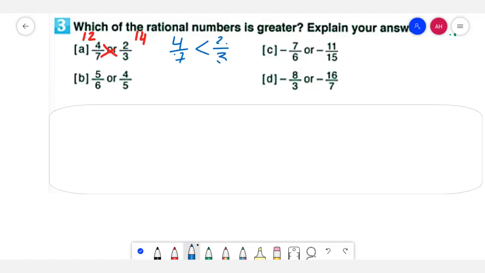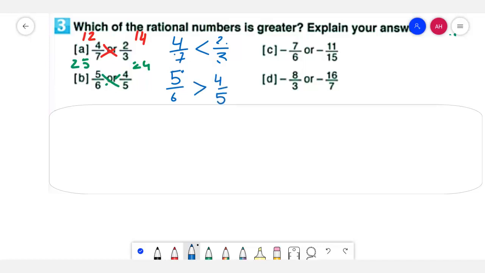Let's go now for number B. Again, I have different numerator and different denominator. So the easy way to solve this question is to do cross multiplication. 5 times 5, it's 25. 6 times 4, it's 24. 25 sure is greater than 24. So as a result, I will have 5 over 6 greater than 4 over 5.